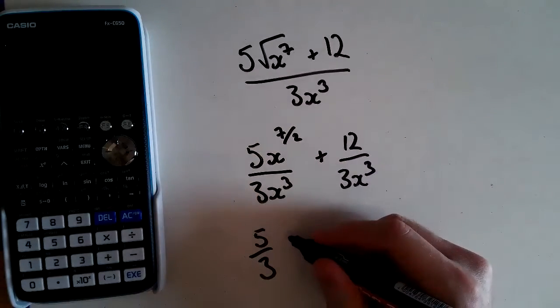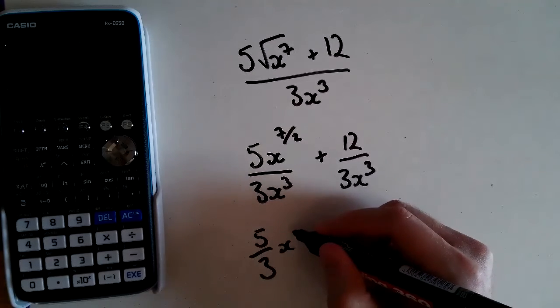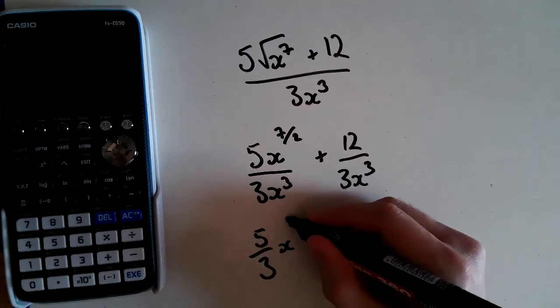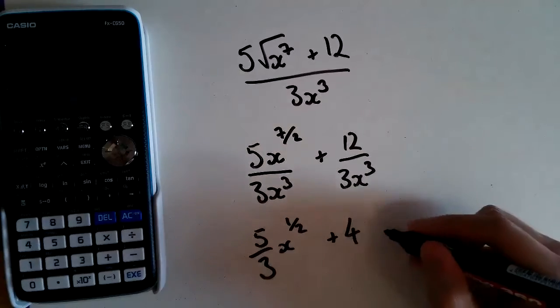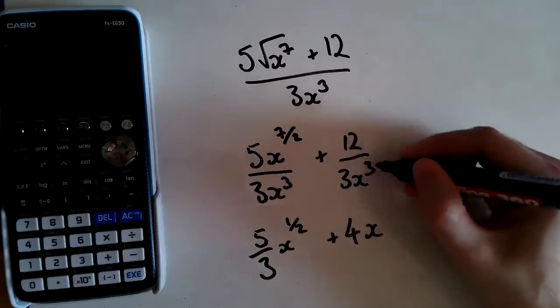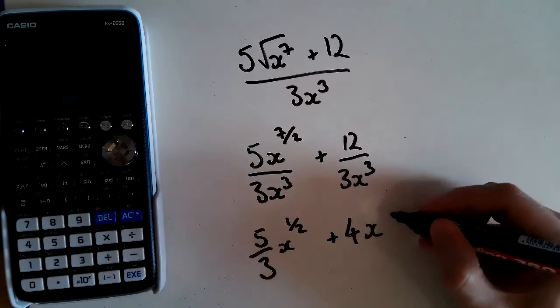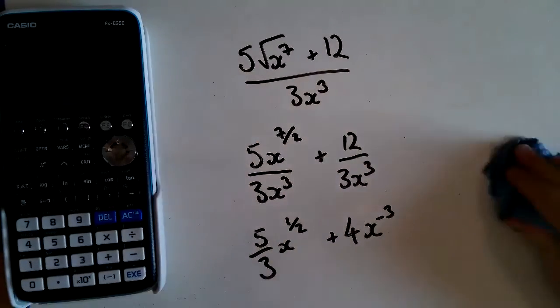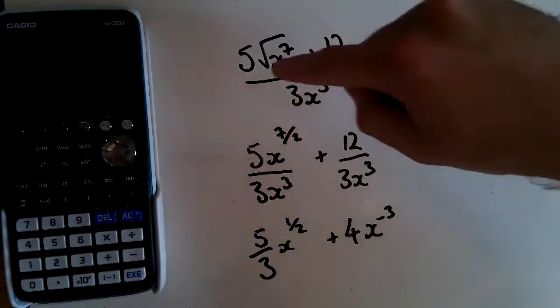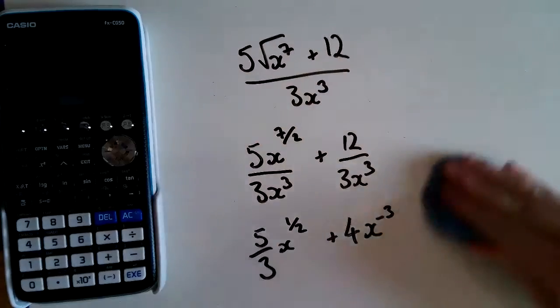Take away the powers because we're dividing. So 7 over 2 take away 3 is 1 over 2, plus 12 over 3 simplifies to 4, and no x's, divided by x cubed is x to the minus 3. Yeah, if any of you put 15 in an answer, I might actually cry.